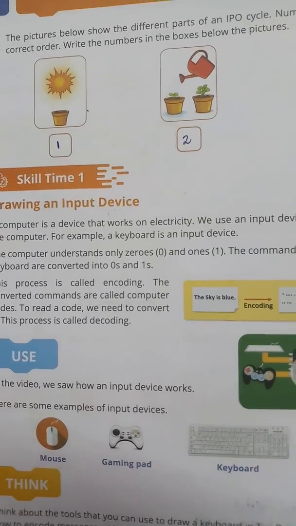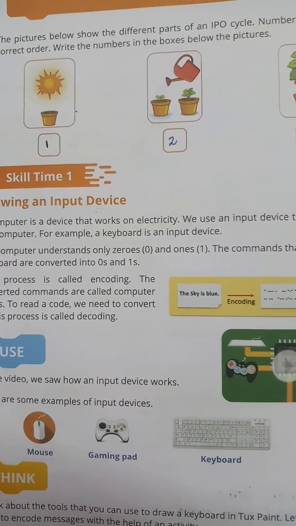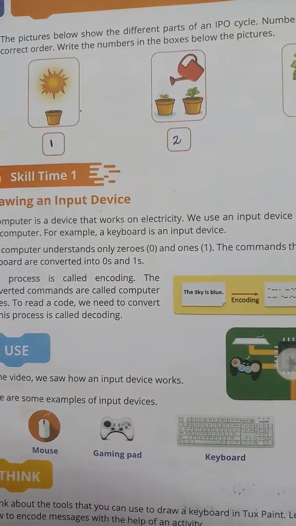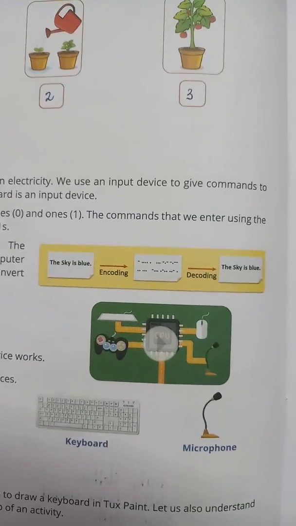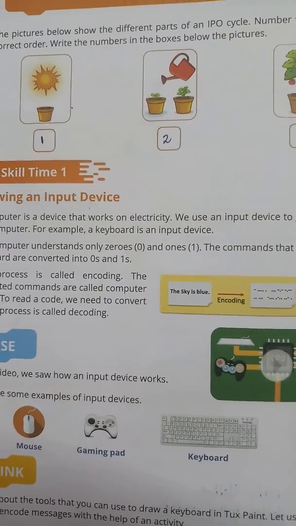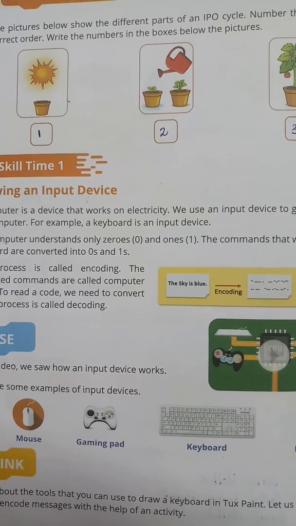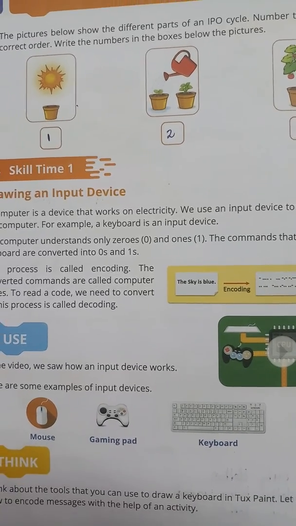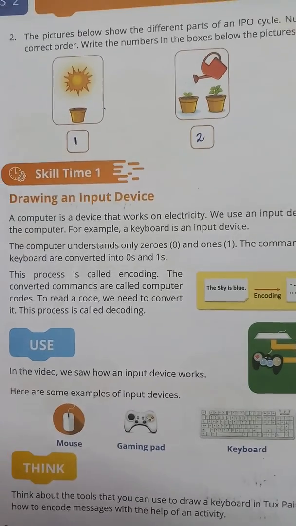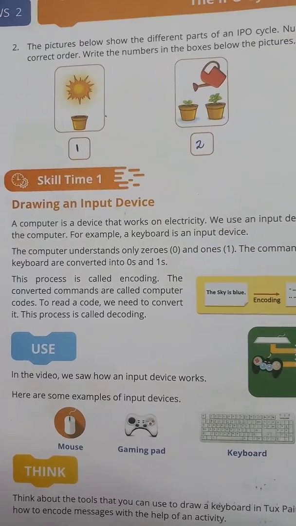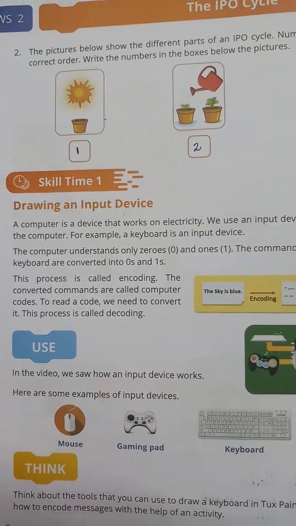Here, the computer understands only zeros and ones. We understand English or Tamil, but the computer understands only zeros and ones. The commands that we enter using a keyboard are converted into zeros and ones. When we type alphabets or numbers, the keyboard converts them into zeros and ones, and this process is called encoding. The converted commands are called computer codes.